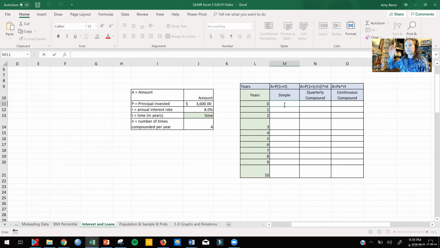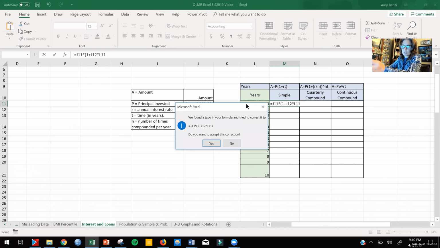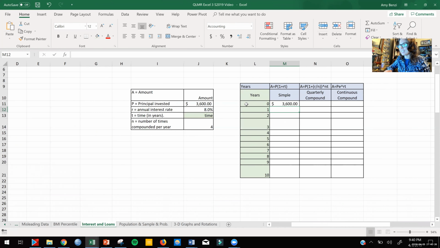So I have to wear my glasses. I have my equal sign, of course, to tell Excel I want to do math. My principal times, open parenthesis, 1 plus my rate times my time. And close my parentheses. If Excel wants me to close it, FIR says just hit enter twice. So there we go. Hit enter again, that'll go away. Thanks, FIR. I did not know that. So now I'm all good to go.